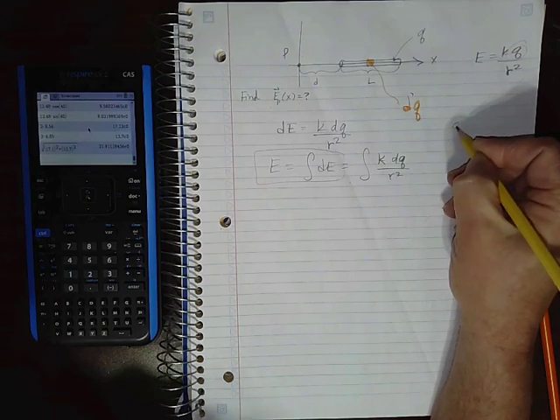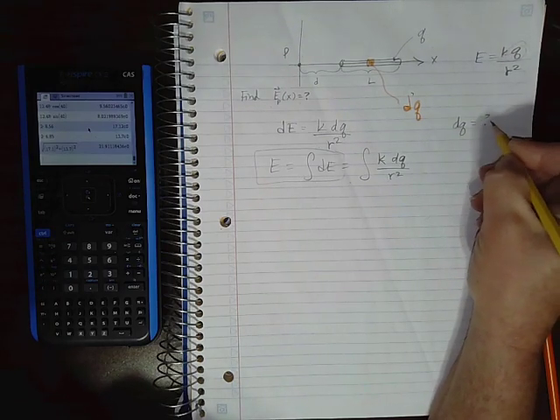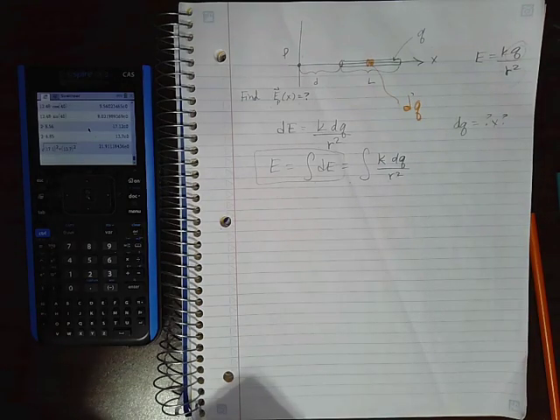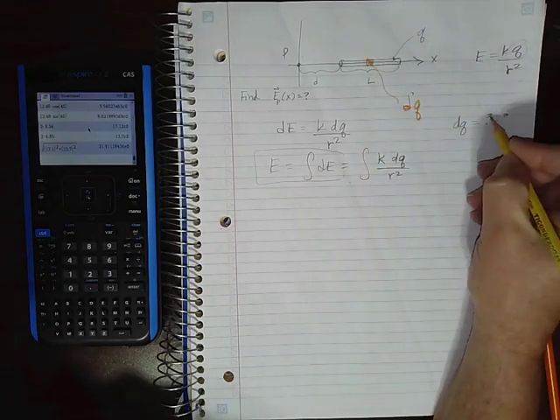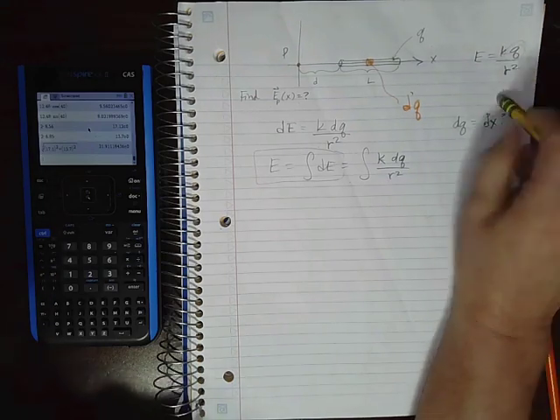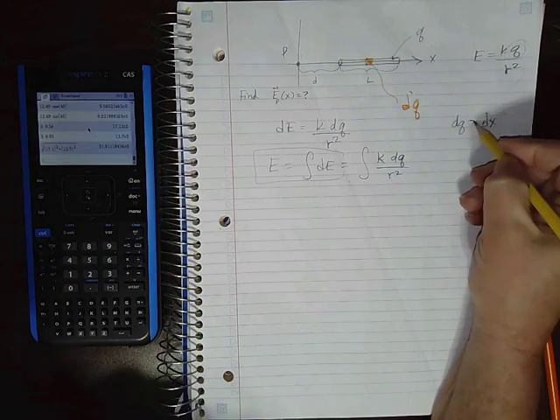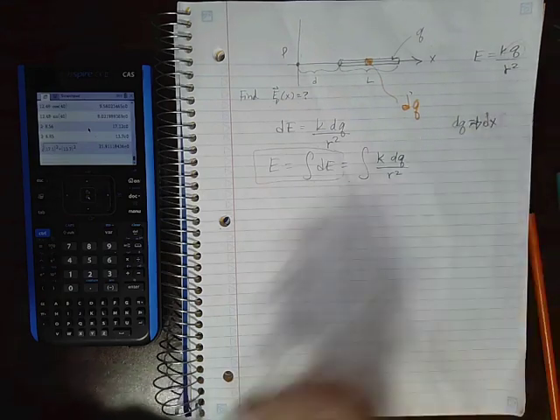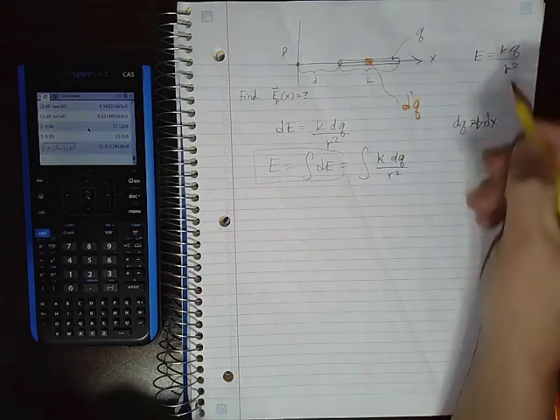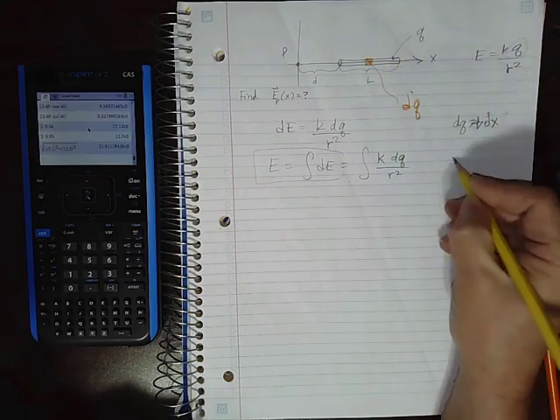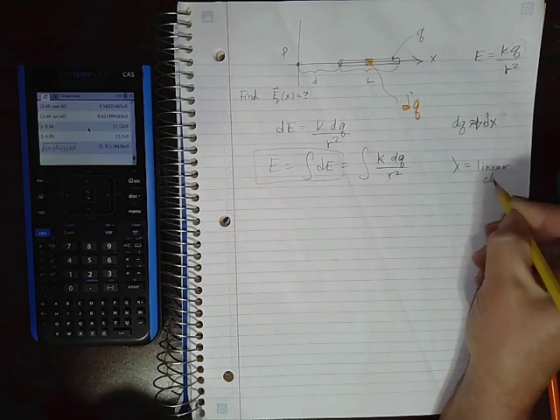So how can we get dq in terms of x? Well, probably actually dx, right? Because we're going to integrate over x. Okay, dq somehow related to dx. Well, we're going to use the idea of linear charge density. So lambda is what we call linear charge density.